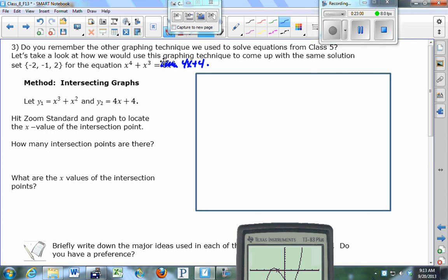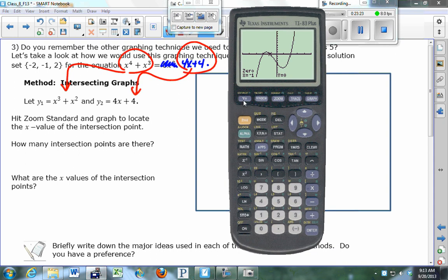Okay, so back in class 5, when we were learning how to use our graphing calculator, we didn't put everything over to one side and look for zeros. What we did is we said, let's take the left-hand side of our equation and put it into y1, and let's take the right-hand side of our equation and plug it into y2. Right, so let's try that. It's a little different method, a little different idea, but you can use either one that makes the most sense to you. So x cubed plus x squared, and then y2 is going to be 4x plus 4.